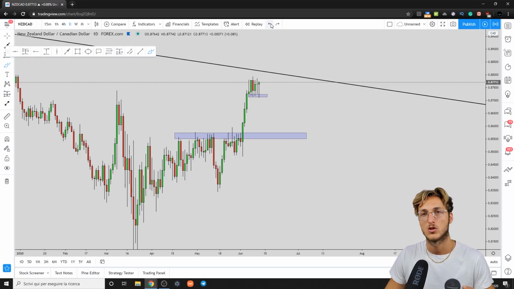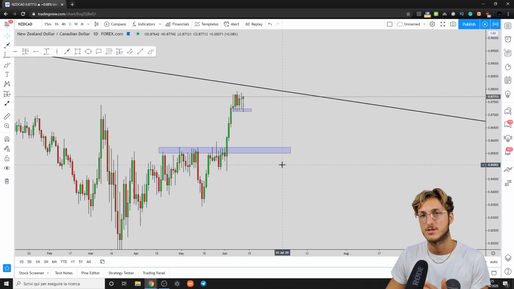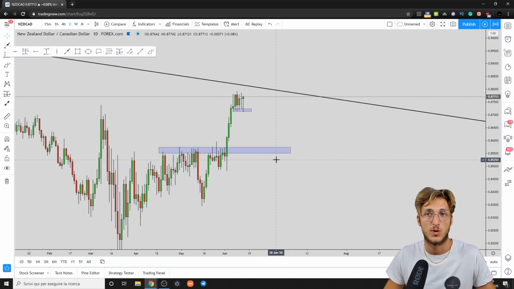But at the same time, we also notice a thing. If you remember, on USDCAD, everything was bullish from a structure perspective. Here in NZDCAD, everything is also bullish from all time frames. Okay, the structure is bullish on all time frames.